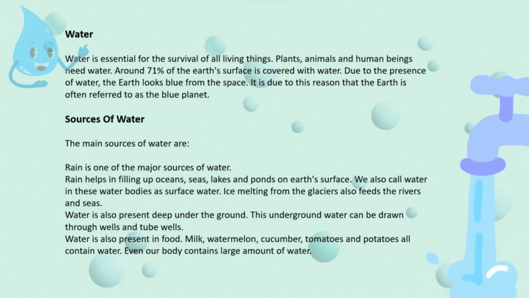Sources of water. The main sources of water are: Rain is one of the major sources of water. Rain helps in filling up oceans, seas, lakes, and ponds on Earth's surface. We also call water in these water bodies surface water. Ice melting from the glaciers also feeds the rivers and seas. Water is also present deep under the ground. This underground water can be drawn through wells and tube wells.